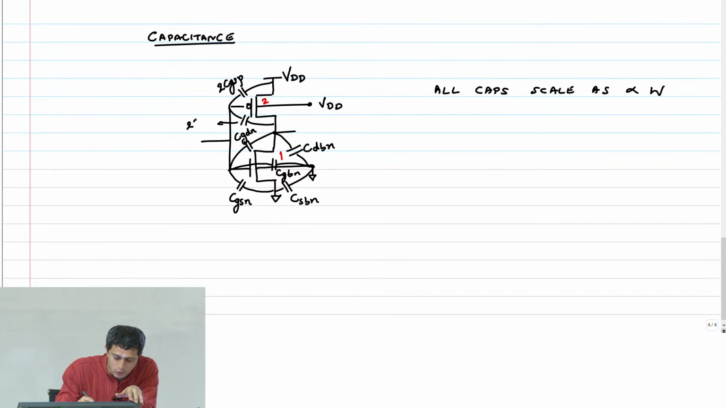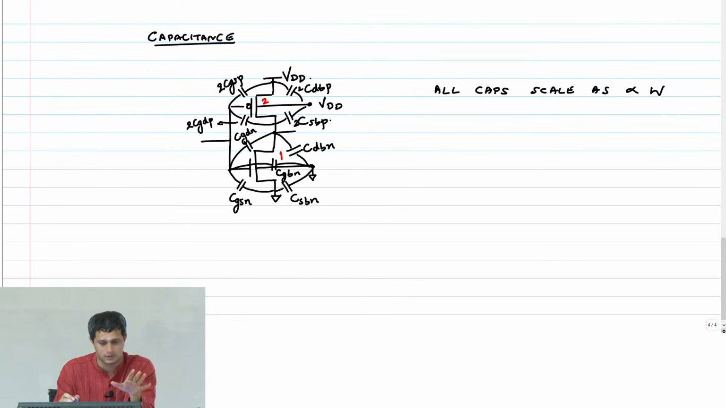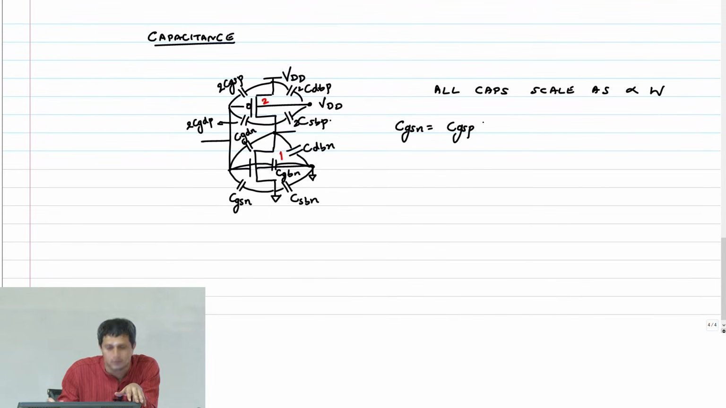This is 2CGDP. Then I have this CGBP and CSBP twice. All this will be twice. Correct, you are right, I have just called it CGSP. I will now say CGSN equals CGSP. I am just marking it differently.